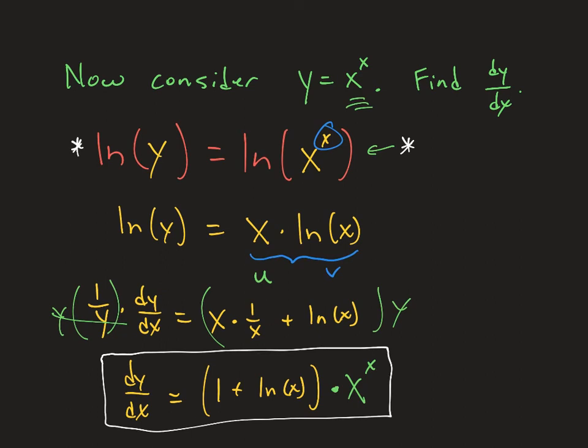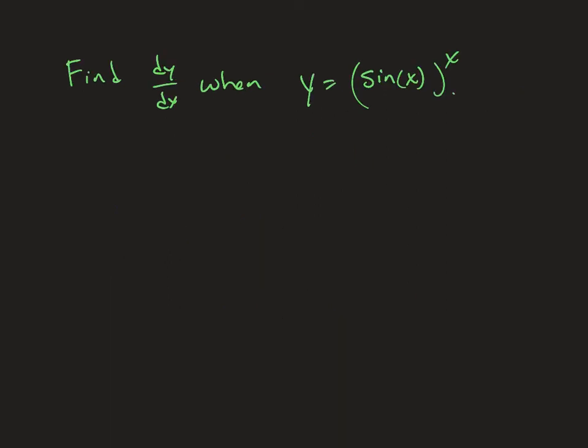Okay, one more example and then we'll get out of this video. So this last one is just a more complicated version of the function that we had to work with before. Again, this is a function where the base has a function of x, which has to be sine of x, and then the exponent has a function of x, which is just x. And the only way we can find this derivative is through logarithmic differentiation.